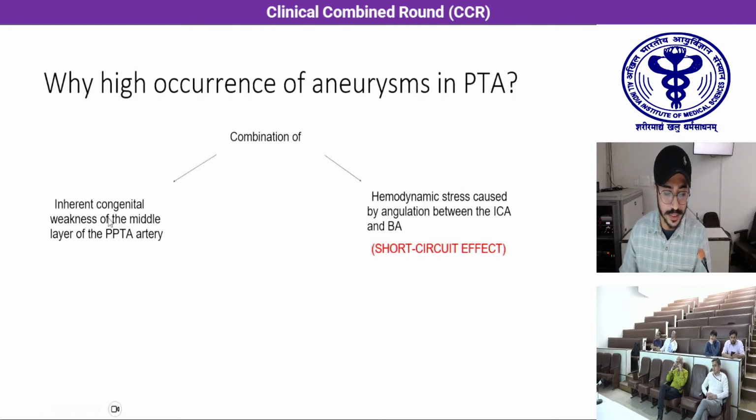First, there is inherent congenital weakness in the middle layer of the PTA. And second, there is something known as the short circuit effect, because there is acute angulation between a large ICA and a very small persistent trigeminal artery. It creates a suction kind of effect into the PTA, and thus there is hemodynamic stress at this location. This causes the formation of an aneurysm in the persistent trigeminal artery.